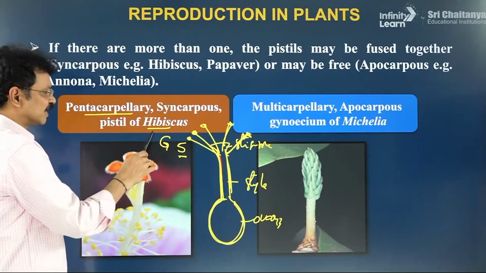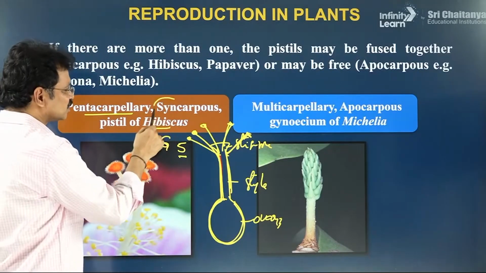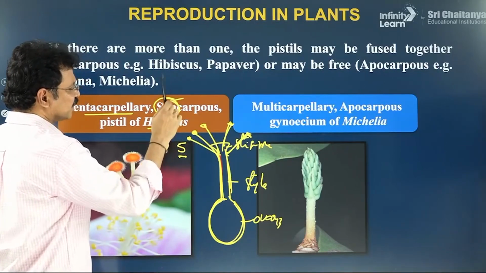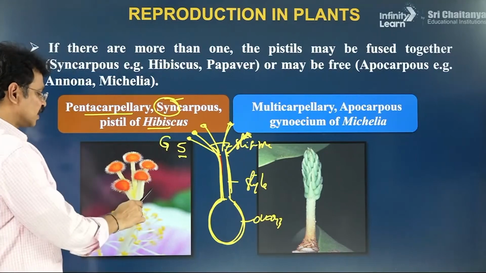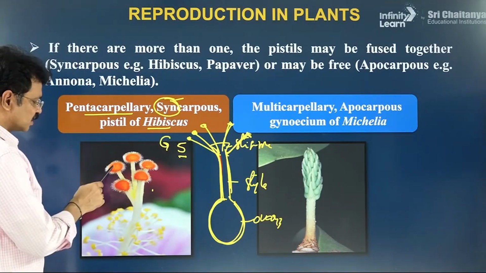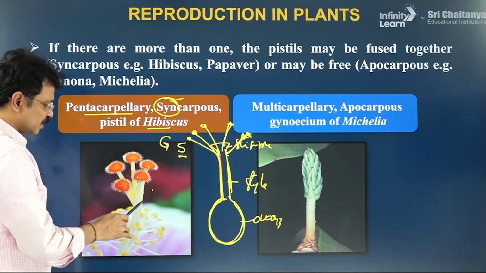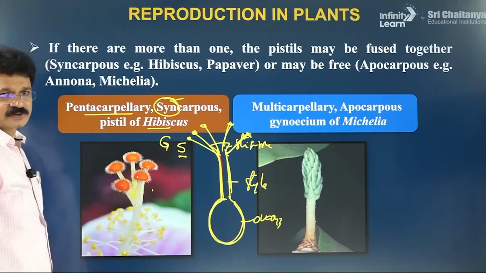So hibiscus is not an example of a completely syncarpous or completely apocarpous condition. It is a semi condition, one peculiar character found in hibiscus. Here are stigma 1, 2, 3, 4, 5. All the stigmas are free, but the styles and carpels are fused.